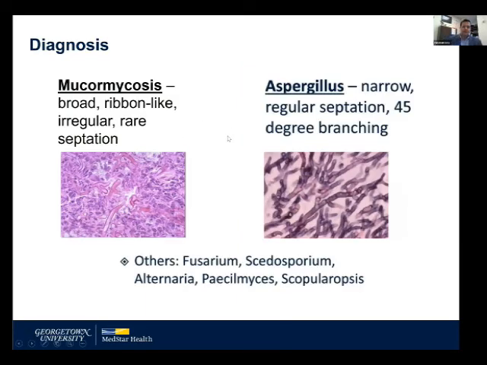I don't know if the internal medicine residents get quizzed on anything like this. Our residents do. Mucormycosis has broad, ribbon-like, irregular hyphae with rare septation, while aspergillus has narrow, regular septation in a 45-degree branching pattern. There are some others, but these are the 2 big categories.